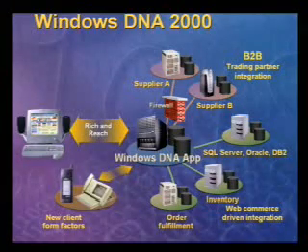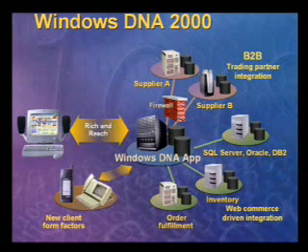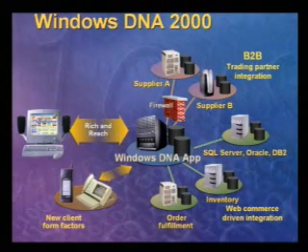If you look back at the server side, Windows DNA helps you integrate to your data, so you can get your data out of SQL Server, you can get your data out of Oracle databases, Informix, DB2, wherever your data may lie, you have access to it through Windows DNA. That also holds true for integrating with existing applications inside of a corporation.